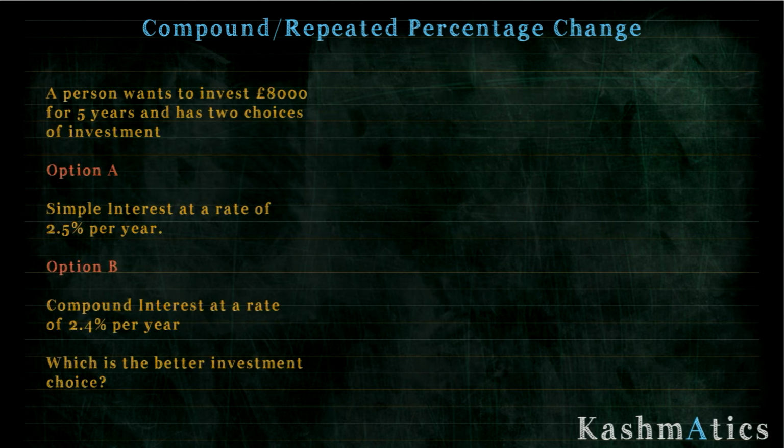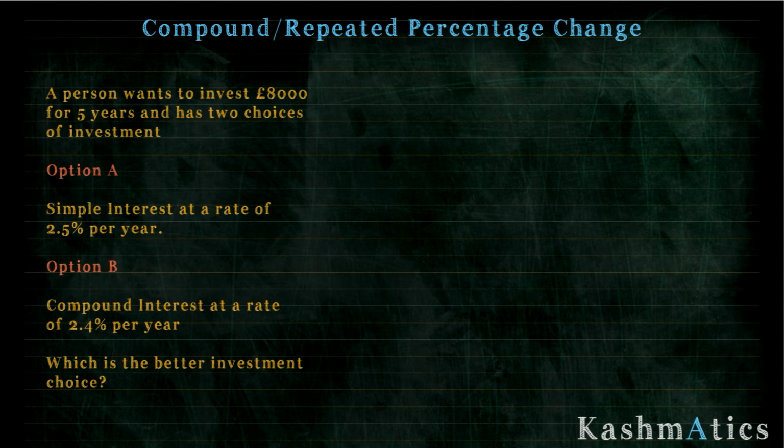So here's a question for you to try. A person wants to invest £8,000 for 5 years and has got a choice of two investments. Option A, simple interest at a rate of 2.5% per year, and option B, compound interest at a rate of 2.4% per year. Bear in mind, these two interest rates are different. The period of investment is the same, still 5 years for both, and the amount you're investing is still the same, which is £8,000. And what you've got to decide is the better choice of investment.